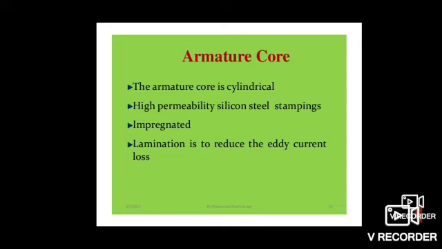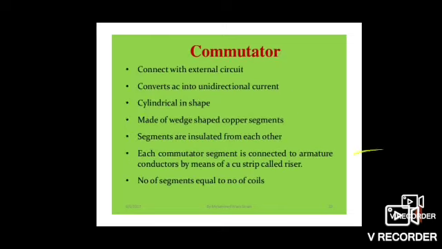The armature core is cylindrical, made of high permeability silicon steel stampings. The impregnated steel is used. It will be laminated. Lamination is used to reduce the eddy current loss.